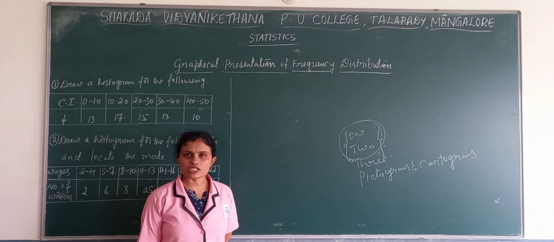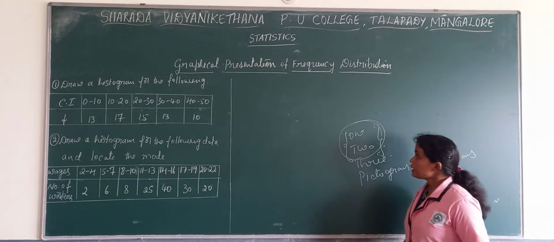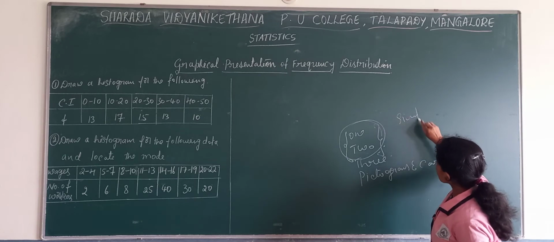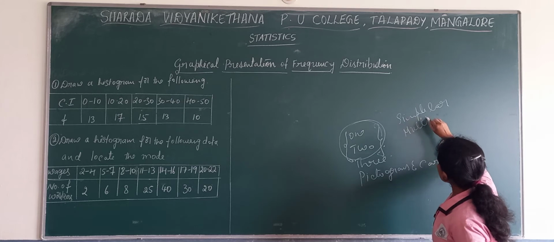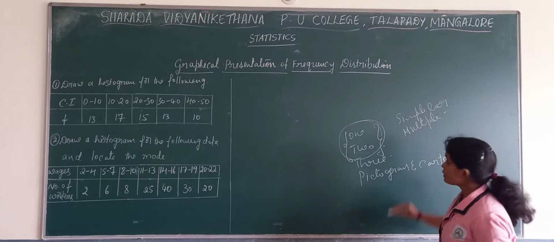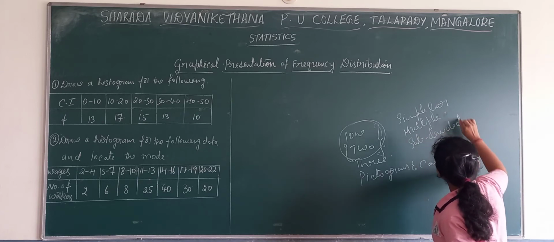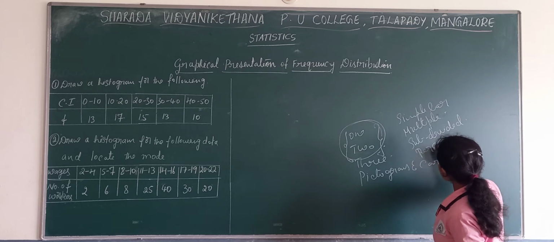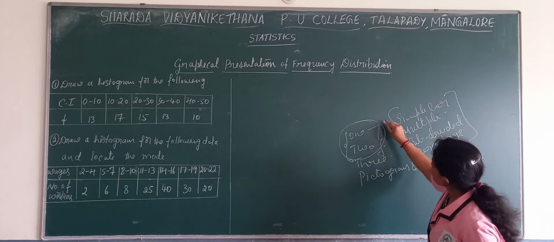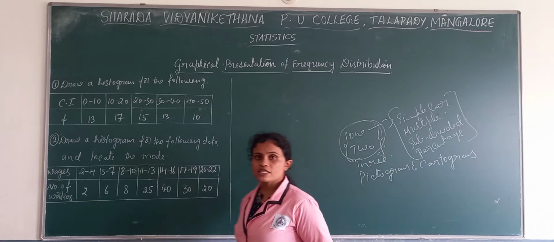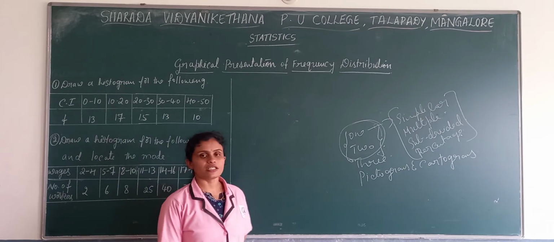In case of one-dimensional diagrams, we divide them into four categories. That is simple bar diagram, then multiple bar diagram, then subdivided or component bar diagram, and the last one, percentage bar diagram. This comes under one-dimensional diagrams. We studied the simple bar diagram, multiple bar diagram, subdivided and percentage bar diagram.